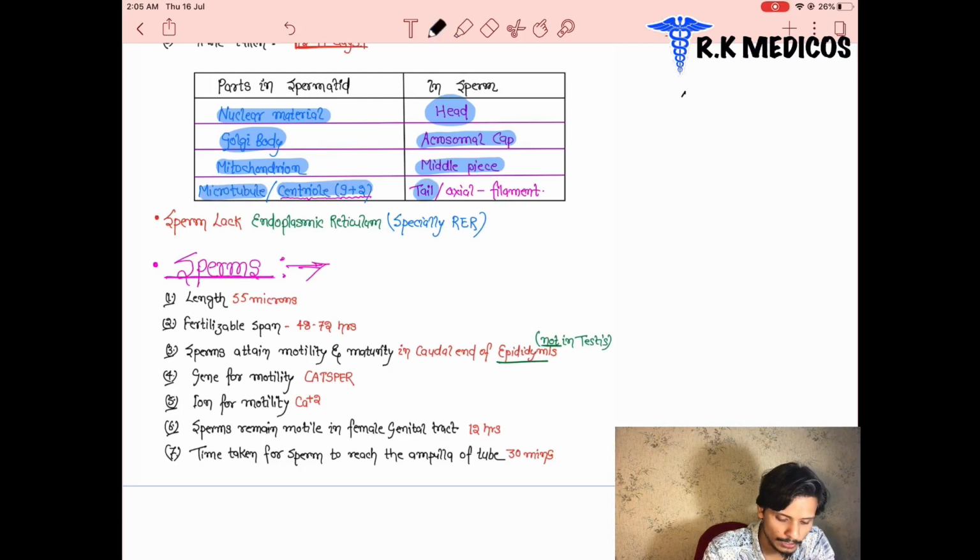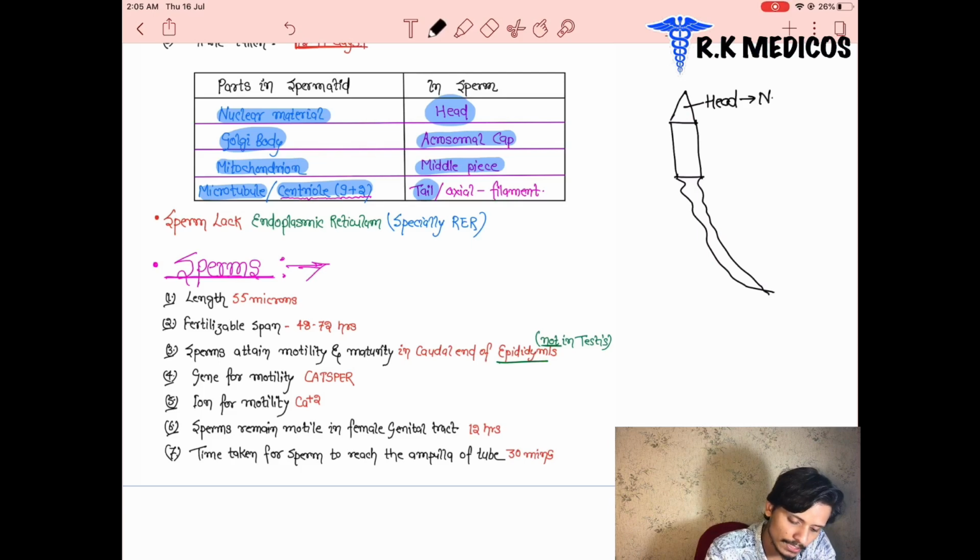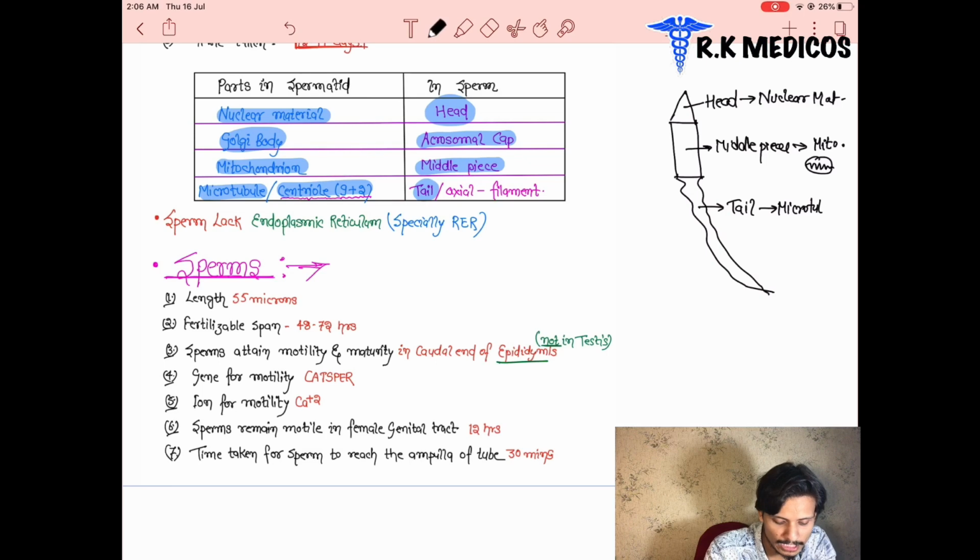This is the head, this is the middle piece, and this is the tail region. Inside the head, what structure is present? Nuclear material. Inside the middle piece, what structure is present? That is mitochondria. In the tail region, what structure is present? There are microtubules plus centrioles. The arrangement of the filaments will be 9 plus 2. It is also important here.